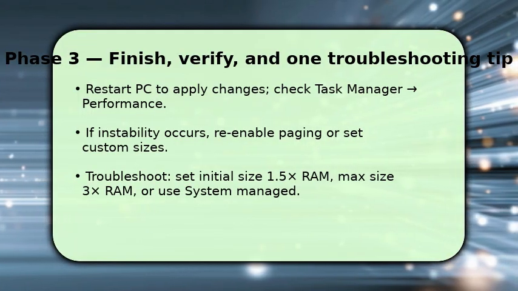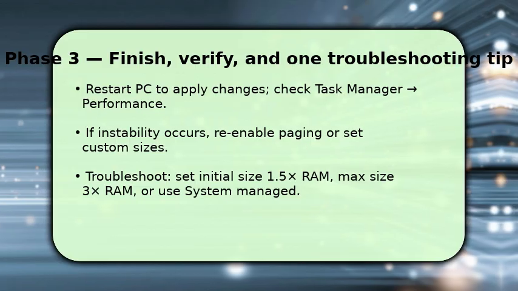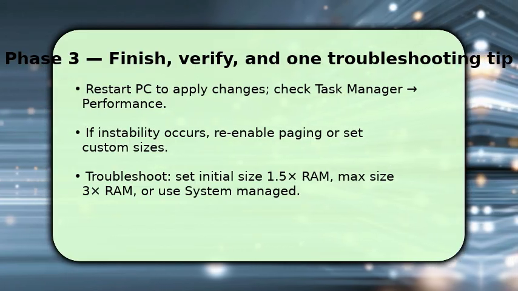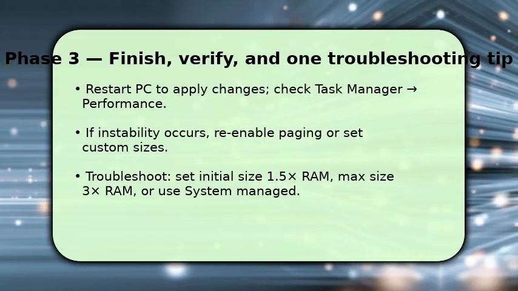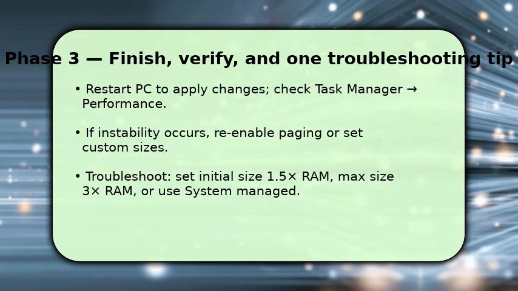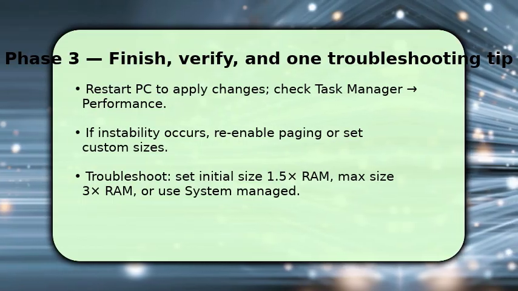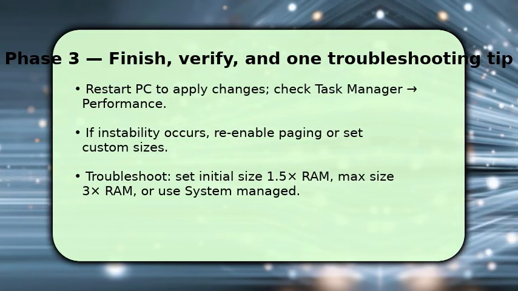Once back, open Task Manager and view performance to confirm the page file is disabled. You should see no committed paging usage on the drive. If applications crash or you get low memory errors, immediately re-enable the page file or set conservative custom sizes.